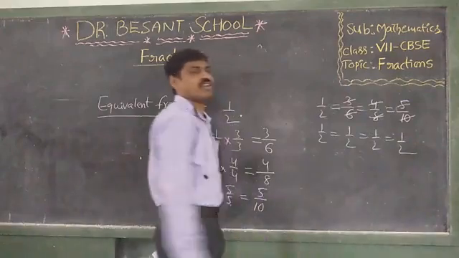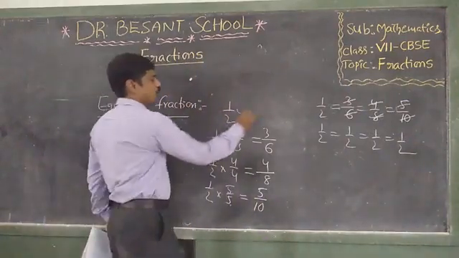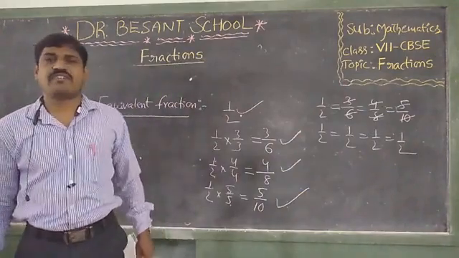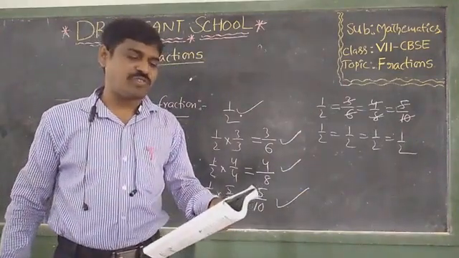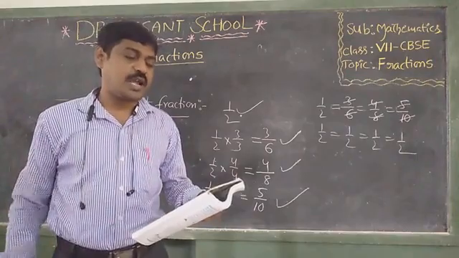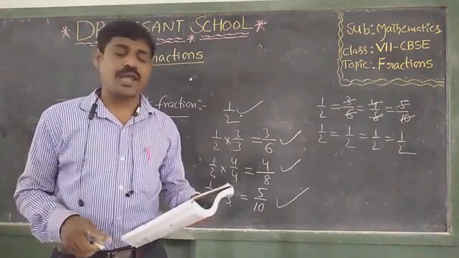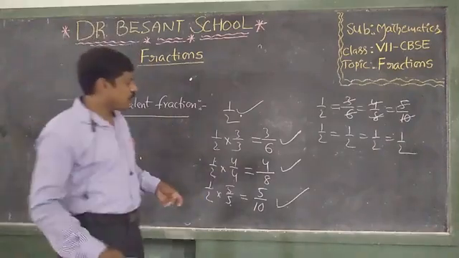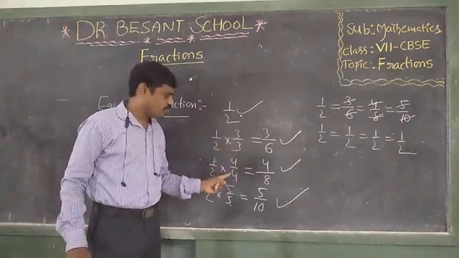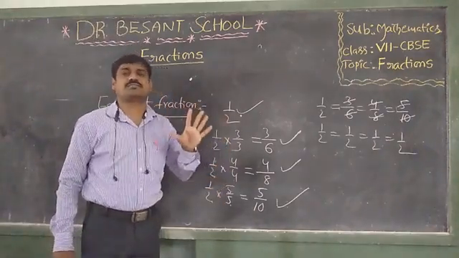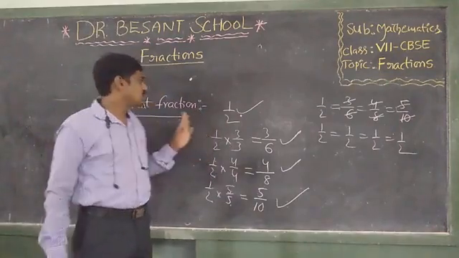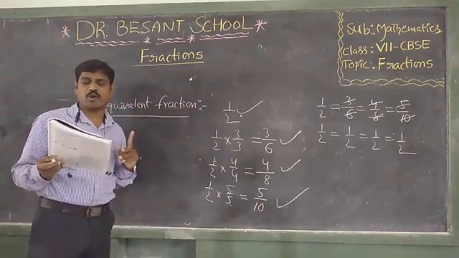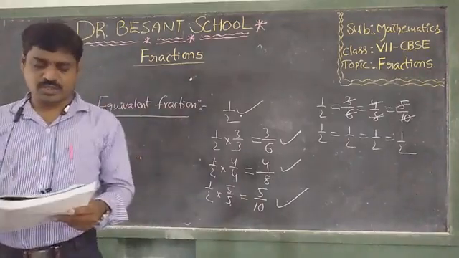So are all these equivalent fractions or not? 1 by 2, 3 by 6, 4 by 8, 5 by 10, all these are equivalent fractions. To find the equivalent fraction of a given fraction, multiply or divide its numerator and denominator by the same non-zero number: 3 3, 4 4, 5 5, 6 6. Okay children, so this is the definition of equivalent fractions. I hope you understood very well, children. So this is today's class.